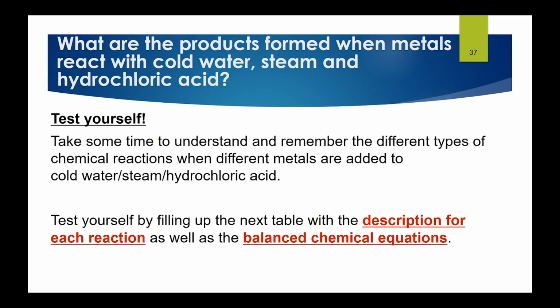Now, we need to actually take some time to understand and remember the different types of chemical reactions when these different metals are being added to either cold water, steam, or hydrochloric acid. Try your best to understand and internalize all these different reactions in terms of how to describe them, how to construct chemical equations. That means you must know what kind of products come out, how to create a chemical formula, etc. Because those are actually the key ways to show your understanding of this chapter when it comes to the assessment. And once you're done trying to recap and redraw this, test yourself.